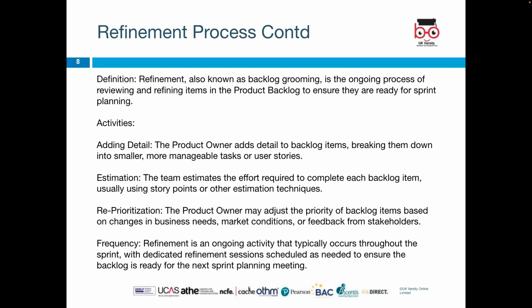Reprioritization: the product owner may adjust the priority of backlog items based on changes in business needs, market conditions, or feedback from stakeholders. So if a stakeholder or a user says they want the logo to be on the left-hand side, and then after some weeks they say they don't want that anymore, you have to reprioritize and fix where the logo is meant to be, from left to right.